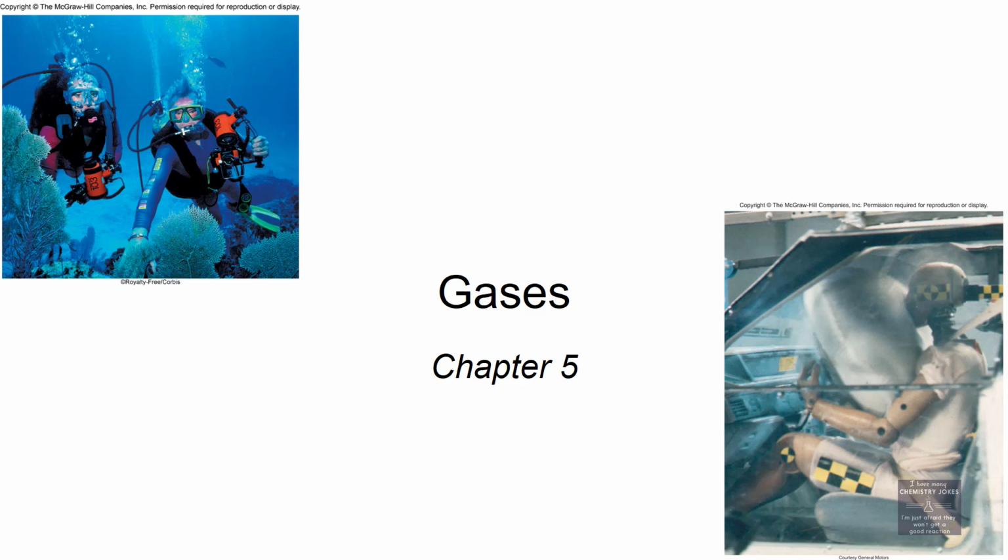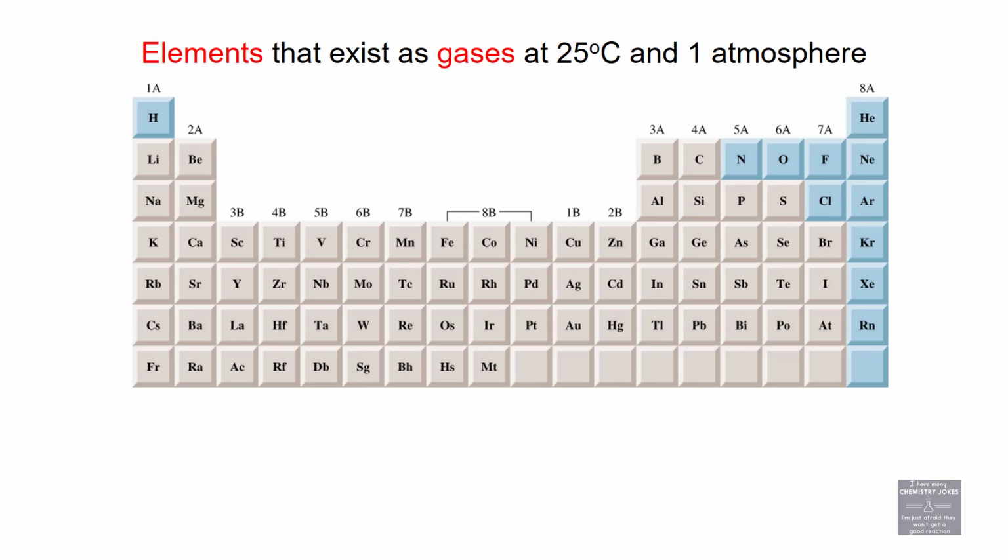So it's time to get started on a new chapter, which is gases. Gases are in Chapter 5. Gases are one of the fundamental states of matter. There are some elements of the periodic table that naturally exist as gases.